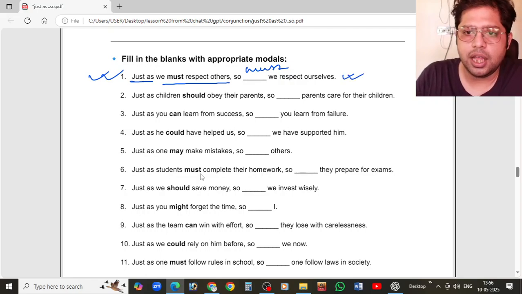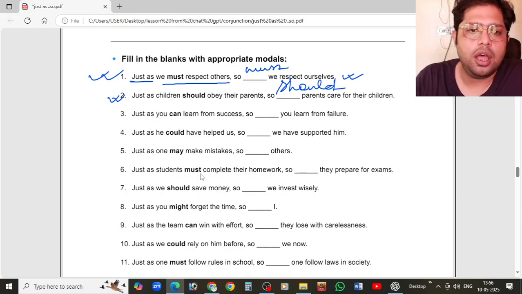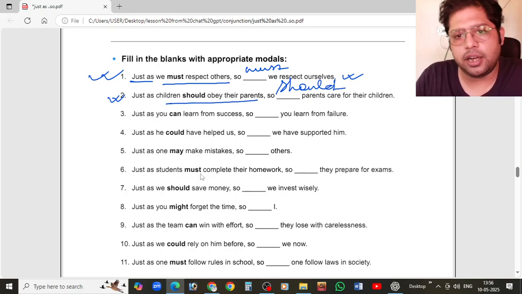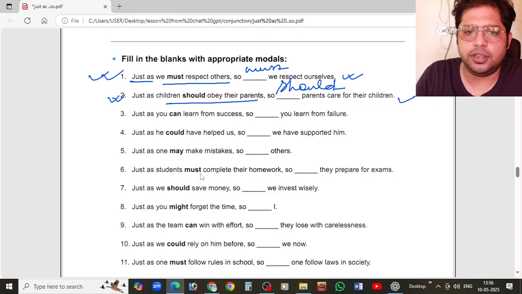Just as children should obey their parents, so should parents care for their children.